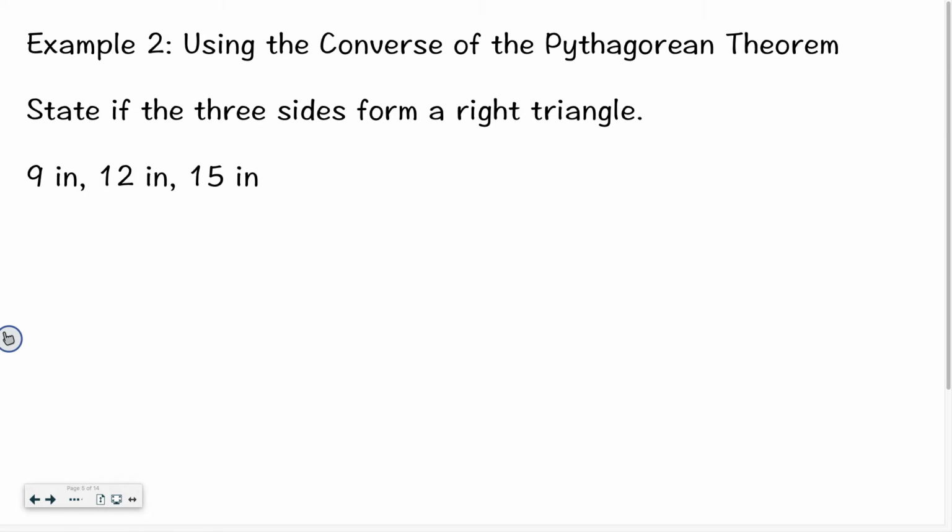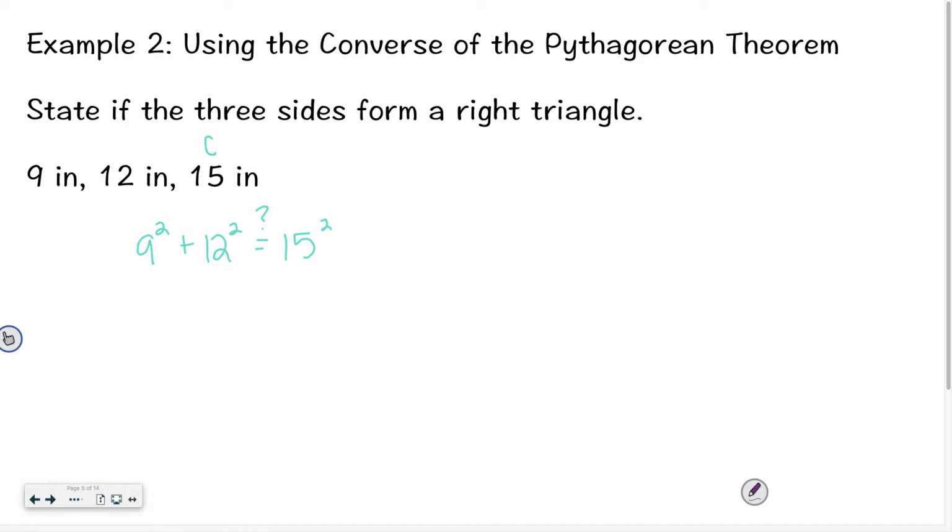All right, so we just used the regular Pythagorean Theorem where I gave you a right triangle and had you find a missing side. Now I'm giving you three sides and saying, does it form a right triangle? So again, the only side that matters is the C. C has to be the biggest number. So in this case, that's 15. Okay, so I'm just going to say what's 9 squared plus 12 squared, and it should equal 15 squared if it is a right triangle.